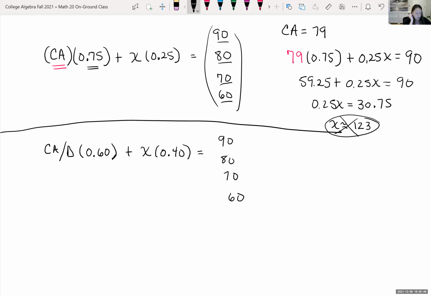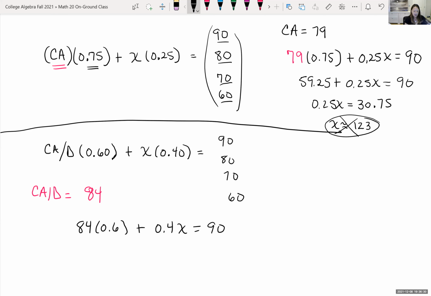And that was, though, looking at their score as if we're not dropping a score. Let's say that the student also looked at their class average with a drop. Let's say their score was going to be higher. So let's say it was 84%, or an 84. So let's see with that grade if they could get an A in the class if we used this formula. And so we have 84 times 0.6 plus 0.4x is equal to 90.